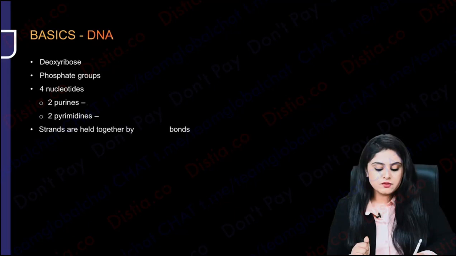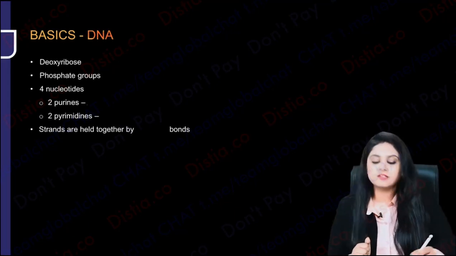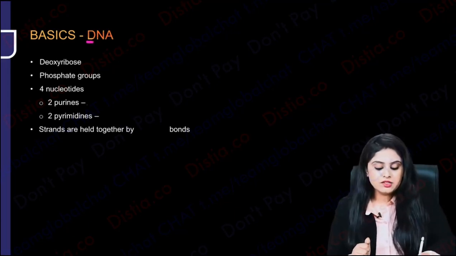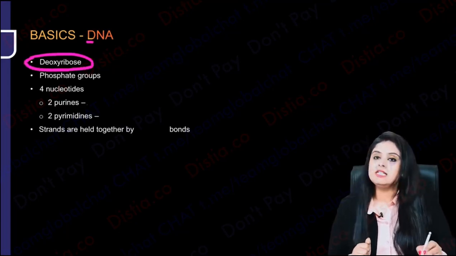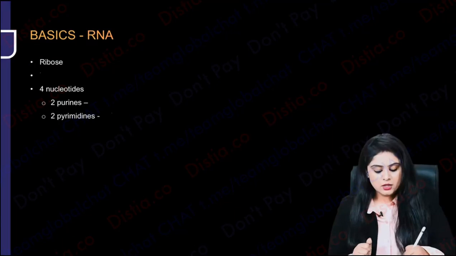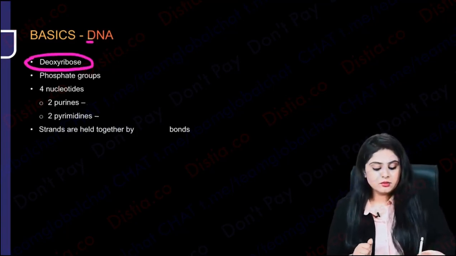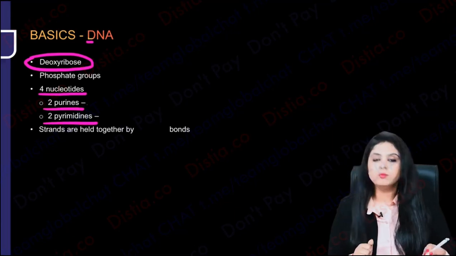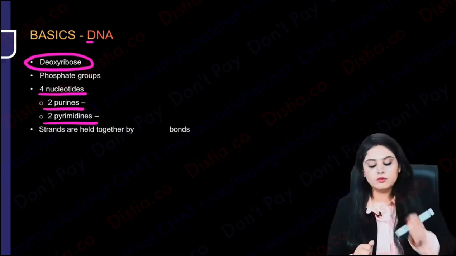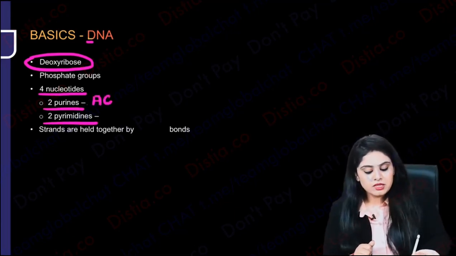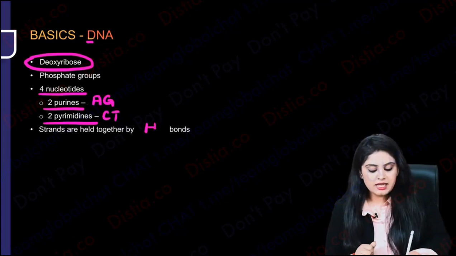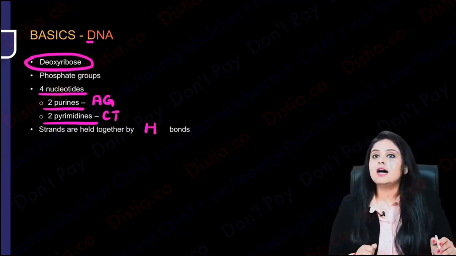If I have to ask you the difference between a DNA and an RNA, the first thing that you'll say is deoxyribonucleic acid. So it's going to have a deoxyribose sugar entity, whereas when I talk about RNA, that is going to have only a ribose sugar entity. What's the next difference? The difference is between the nucleotides. Both of them have two purines and two pyrimidines. I think all of you know that the two purines are going to be A and G, and the pyrimidines are going to be C and T. And how are they held together? They are held together by the hydrogen bonds.